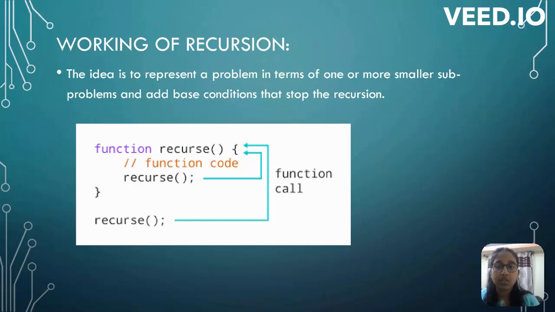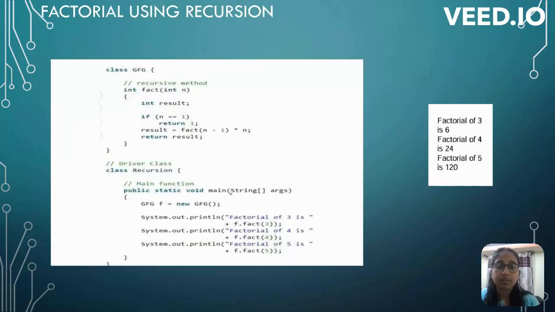Working of recursion. The idea is to represent the program in terms of one or more smaller sub-problems and add base conditions that stop the recursion, which is given below as an example. Factorial using recursion. In this code, there are two classes, GFG and the recursion. The GFG class contains a method called fact, which is the recursive method used to calculate the factorial of the given number. The fact method takes the integer n as the input.